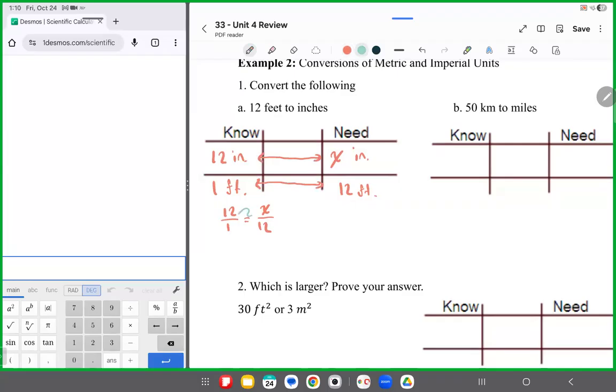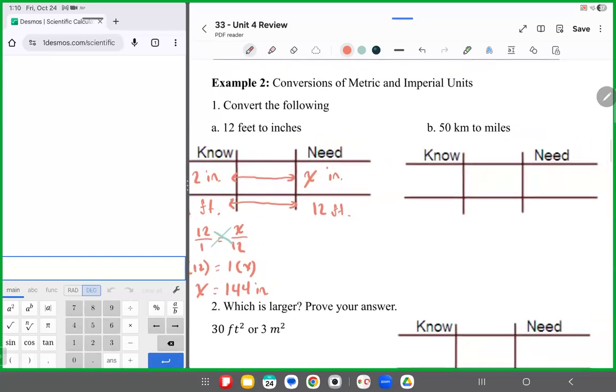We'll use the method of the means and the extremes. So we're going to take 12 times 12 and set that equal to 1 times x. 12 times 12 is 144. So x will be equal to 144 inches.